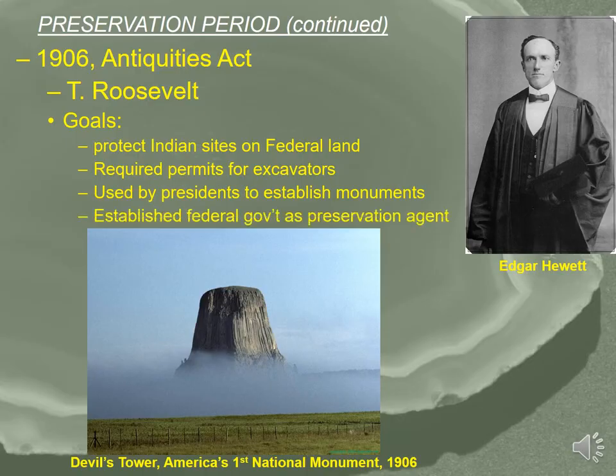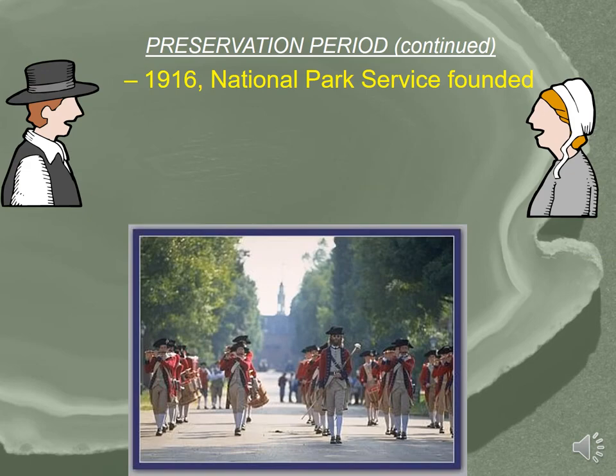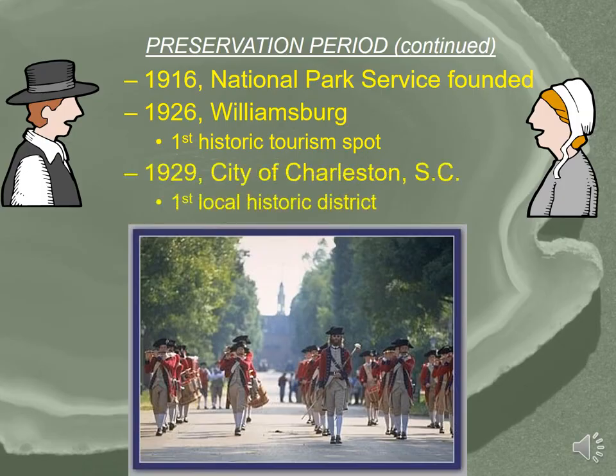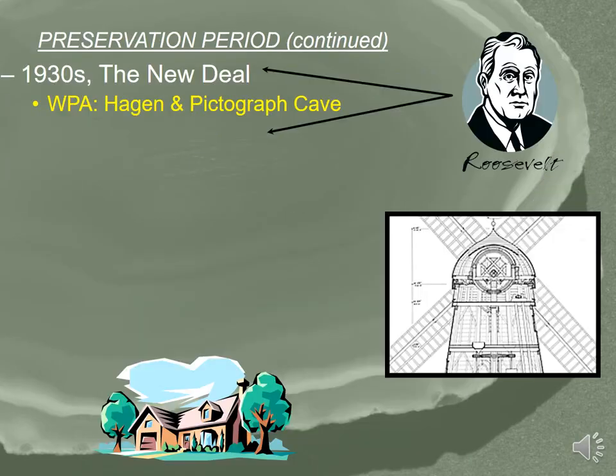But essentially what it did was establish a precedent for the United States government to be a preservation agent, meaning that they could establish federal laws to protect cultural resources. In 1916, the National Park Service was founded. In 1926, Williamsburg became an important historical tourism spot, meaning that the United States as a general public was interested in seeing history. The city of Charleston did a similar thing in establishing a local historic district in terms of preserving the historic architectural qualities.